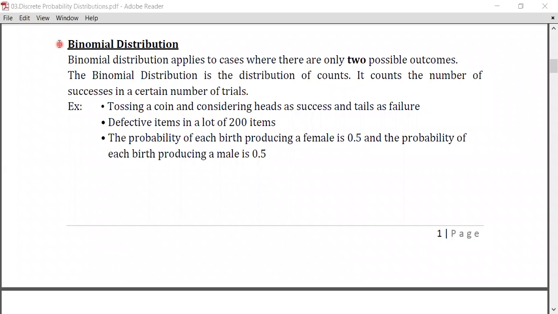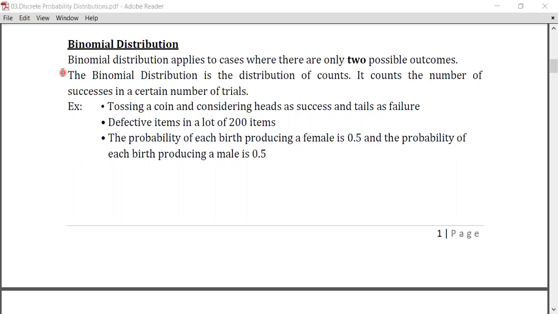In this session, I will discuss the binomial probability distribution. Binomial distribution applies to cases where there are only two possible outcomes. Therefore, if you see experiments with only two possible outcomes, that is one condition where we can apply the binomial distribution.